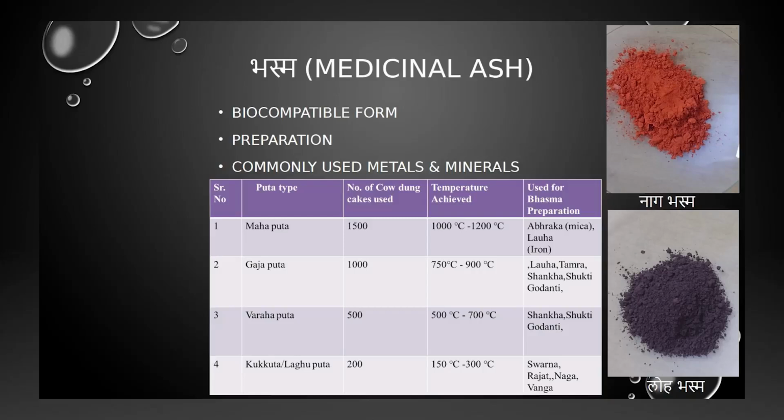Mahaputta is the largest one as the name suggests, and Kukkutaputta is the smallest one. Mahaputta generates around 1000 to 1200 degrees centigrade of heat quantum, and Gajaputta generates 750 to 900 degrees centigrade of heat. Varahaputta generates 500 to 700 degrees centigrade, and Kukkutaputta and Laghuputta produce 150 to 300 degrees centigrade of heat.